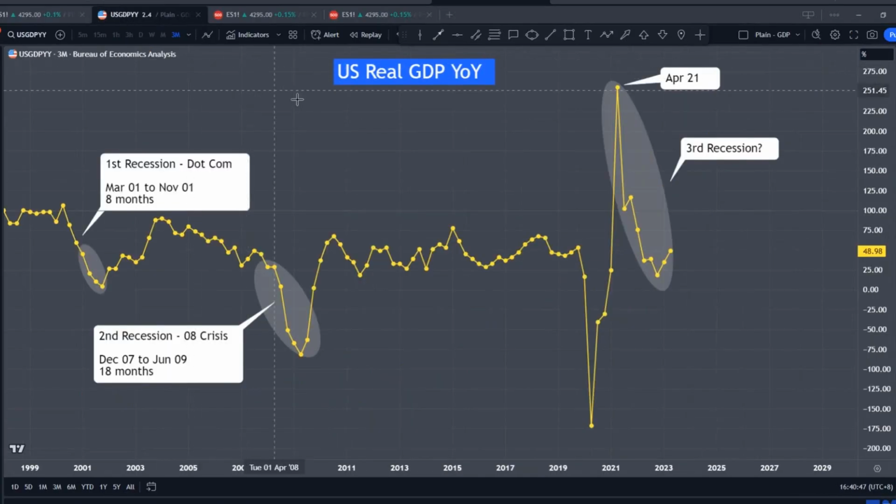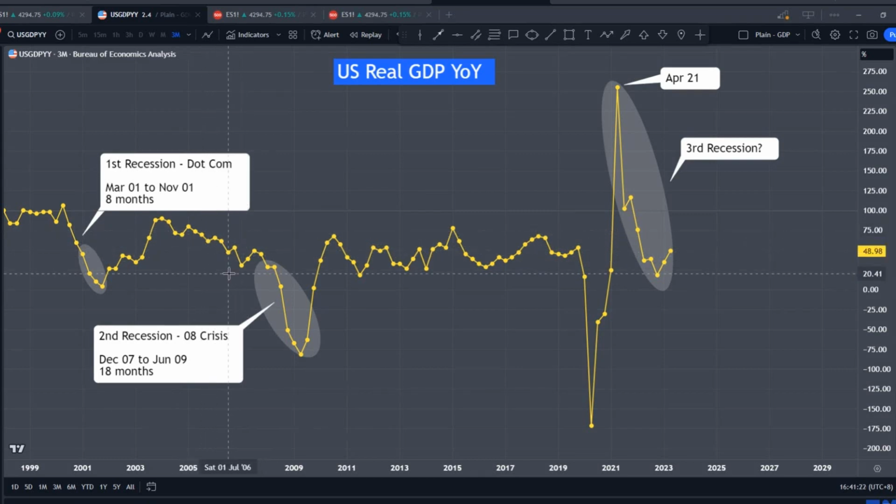Let's take a look at the GDP year on year. The economy is classified as having entered a recession when the GDP has two consecutive down quarters, and then the agency will meet to decide if the recession is here. What we're seeing here is two down quarters, followed by an 8-month dot-com recession. Same here with the '08 crisis recession, which lasted 18 months, and somewhere in between there are some minor recessions.